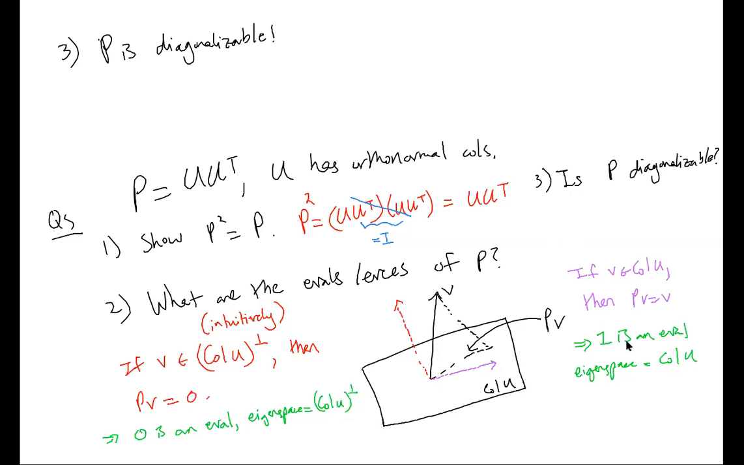The column space of U perp plus the column space of U, those two spaces together span all of Rn, because the column space of U perp and the column space of U both collectively span Rn. So you have eigenvectors, some from here and some from here, and they span Rn. Exactly.